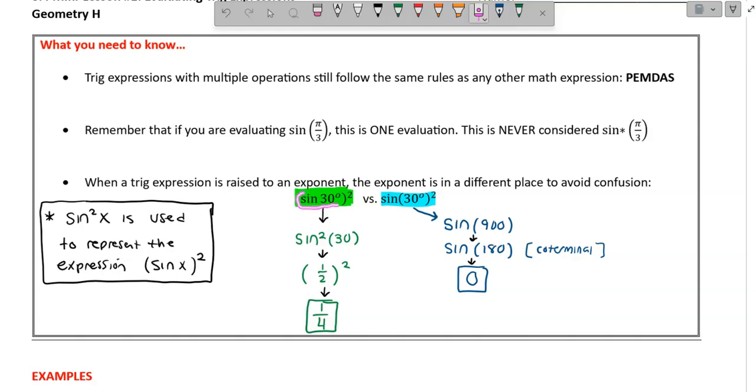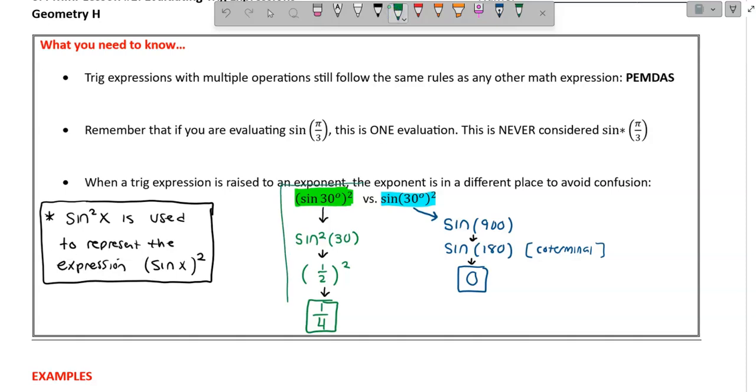In this first situation, we would evaluate sine of 30, which is going to be 1/2. And then once we find that ratio, we would then square it to give us an answer of 1/4. Versus in this situation, the order of operations tells me to take the 30 degrees and square it, giving me 900. Then we would use our coterminal work to figure out that that's actually 180, and use our unit circle to get an answer of 0. As you can see, very different operations, and if you notice, the square is in the exact same spot. The parentheses is what makes it different.